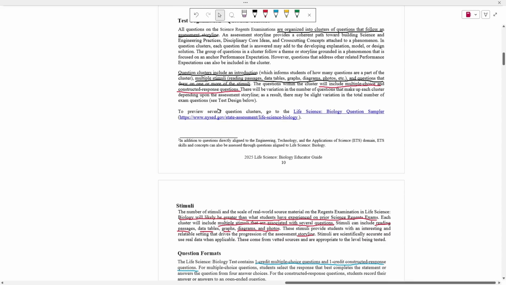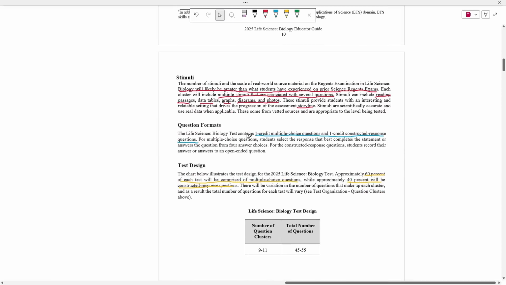Okay, so we talked about how the stimuli can be articles, photos, graphs, whatever. Question formats, we know that it's 1 credit multiple choice questions and 1 credit constructed response questions. What that means is that instead of it all being multiple choice or all being short response, it's a mix. What's the mix? Well, 60% is multiple choice and 40% is short response. So there's not a 50-50 split. There's more multiple choice than short response, but they're all worth 1 point. So you don't have to stress out about, oh no, what if I'm really bad at short response questions? I'll get more points taken off. No, you won't. You'll get the same amount of points taken off.